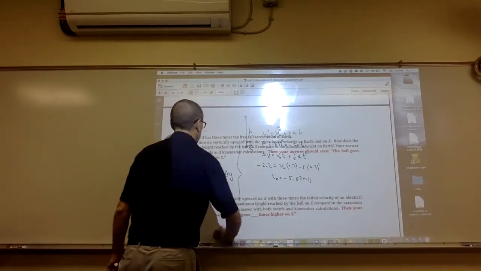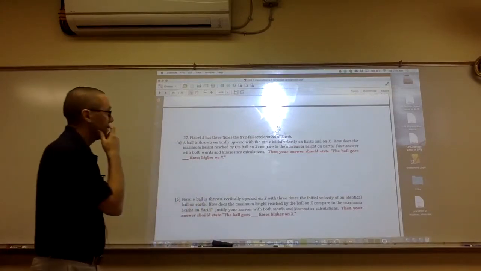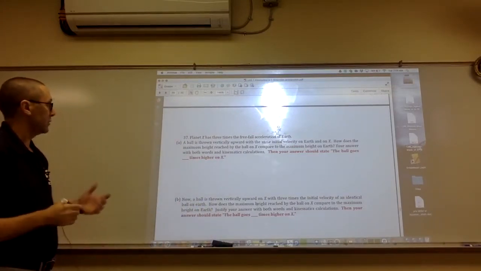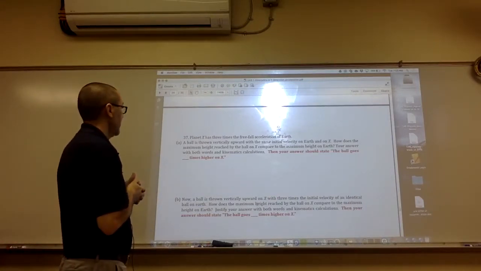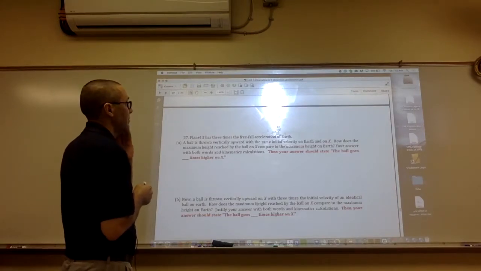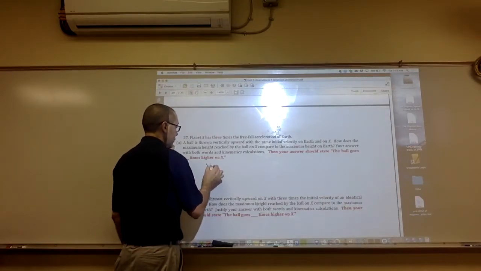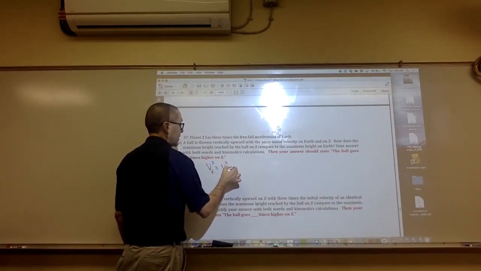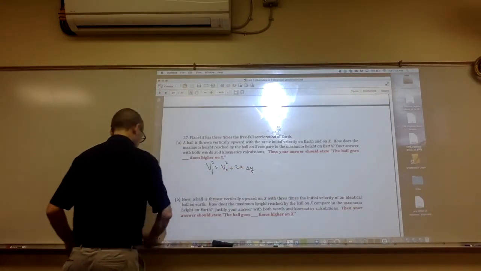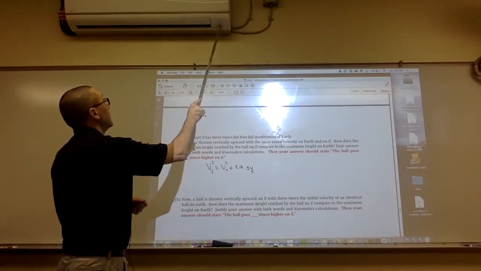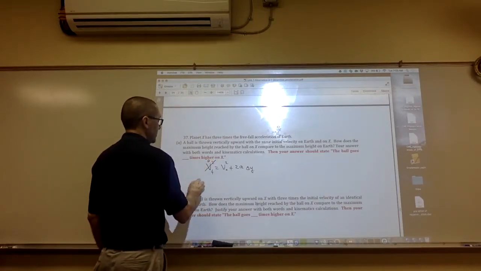Okay, number 37. Planet X has 3 times the free fall acceleration of Earth. A ball is thrown vertically upward with the same initial velocity on Earth and on X. How does the maximum height reached by the ball on X compare to the maximum height on Earth? Okay. Now we're going to do VF squared equals VO squared plus 2a delta y, right? Now this final velocity is 0.